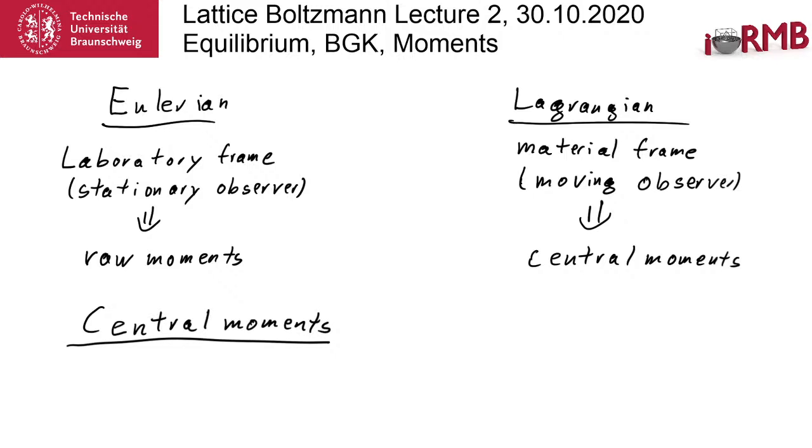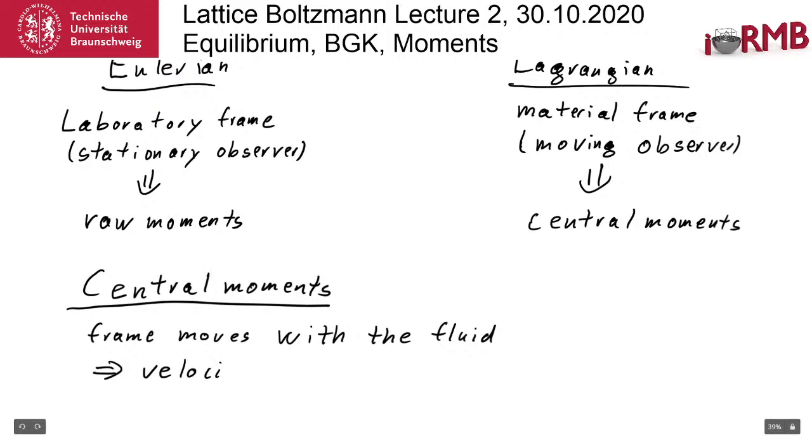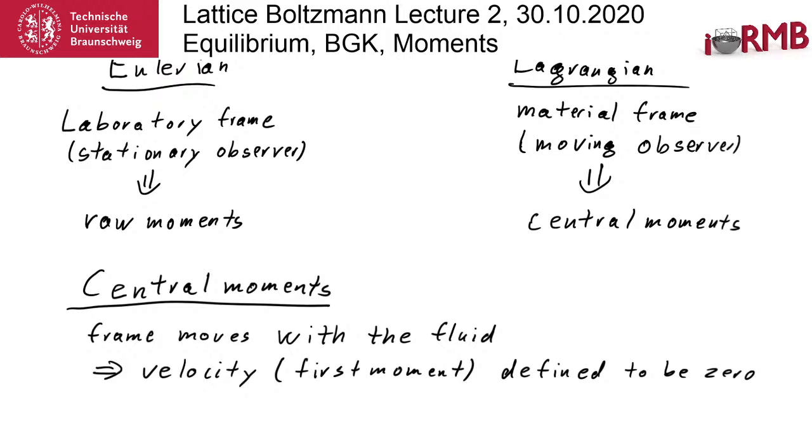So central moments. The frame moves with the fluid, and if it moves with the fluid, this means that the velocity, which is the first moment, is defined to be zero. The zero moment is the mass, the first moment is velocity. So the first moment gives the velocity.